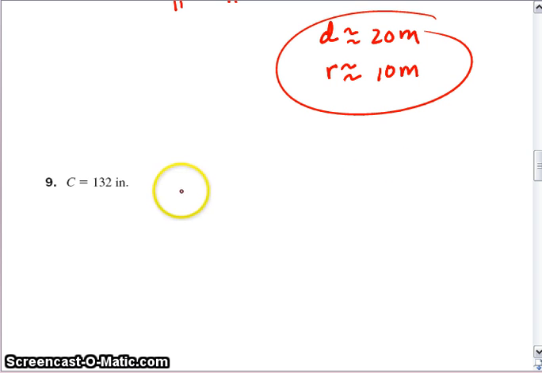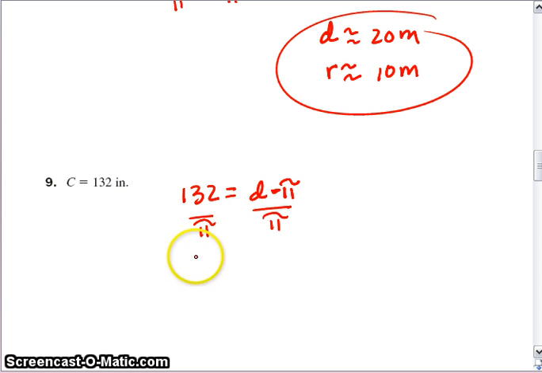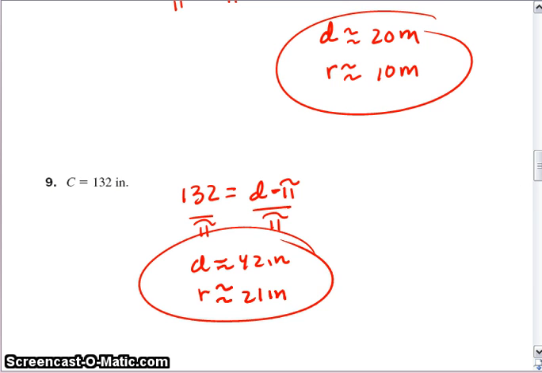Here's another one. We know the circumference is 132. That's going to equal diameter times pi. If we divide both sides by pi, or 3.14, we will get the diameter equals approximately 42 inches, which means my radius would be approximately 21 inches, and that would be my answer.